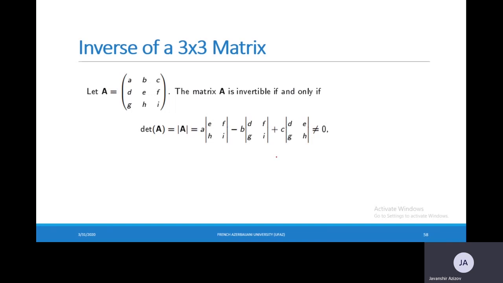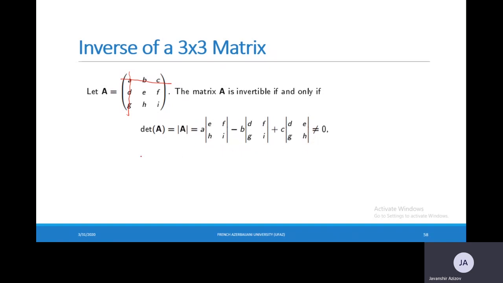To get this expression, first we cross out the row and the column containing the first element of the first row. We are left with this minor. Then we take this minor and multiply by A, this one. Then we repeat this process for the second and third elements of the first row. Finally, these terms are combined with alternating signs plus, minus, plus. That's it. I'll give you detailed information about this expression.